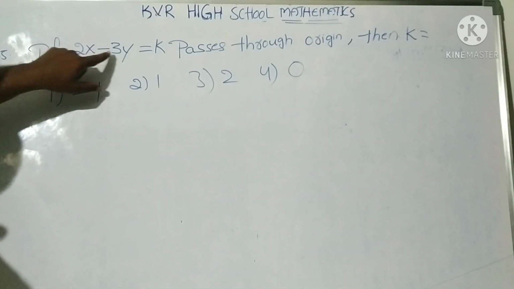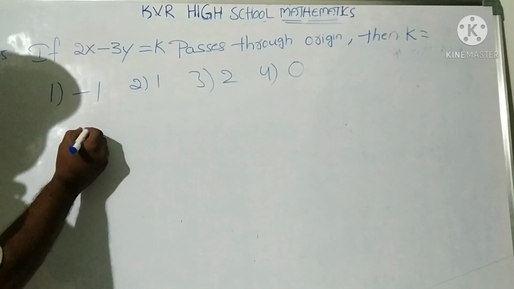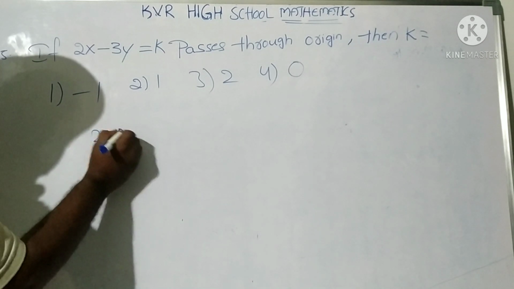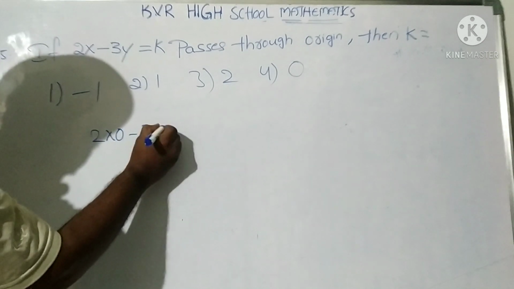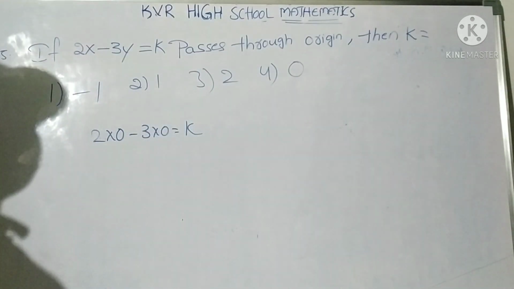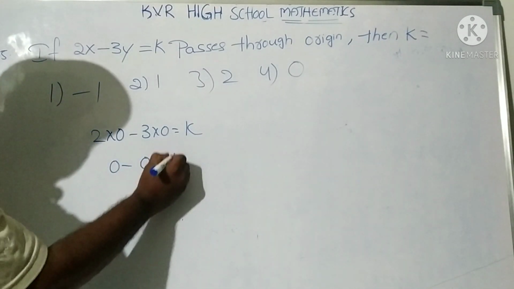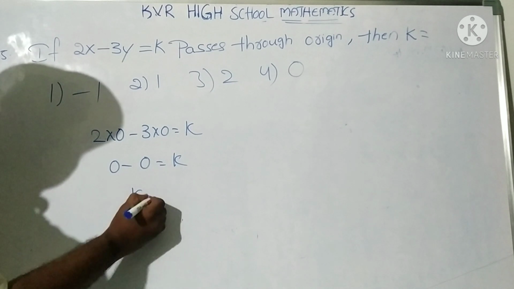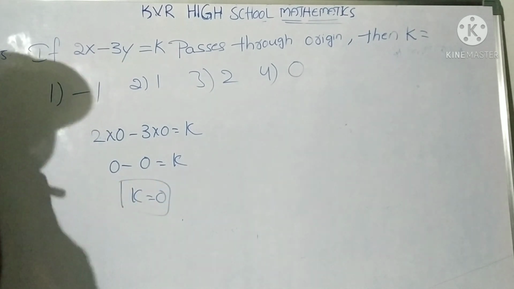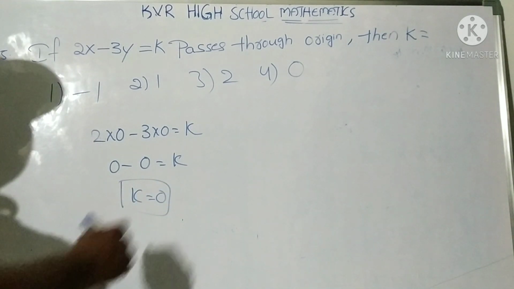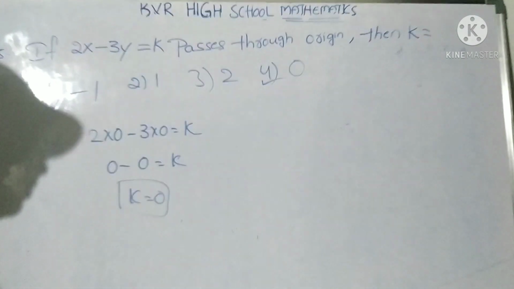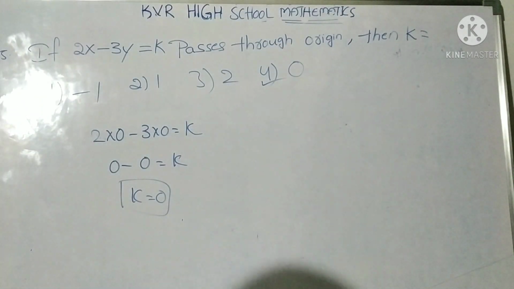That means x is 0 and y is 0. Substitute here: 2 into 0 minus 3 into 0 equals k. 2 into 0 means 0, minus 0 equals k. So k equals 0. That is the required value of k. So the fourth option is the correct answer.